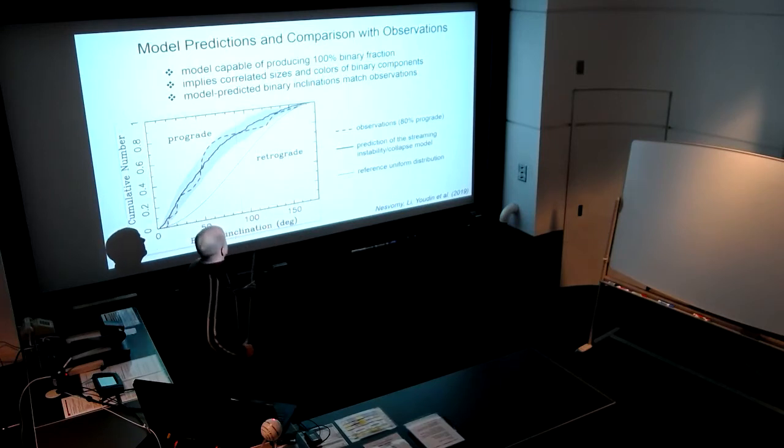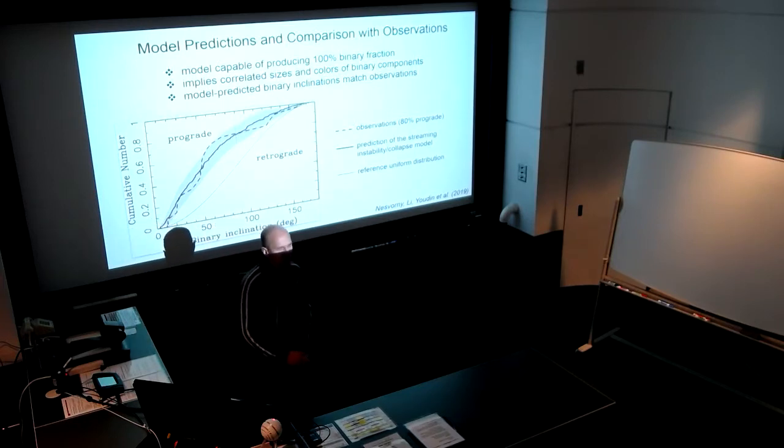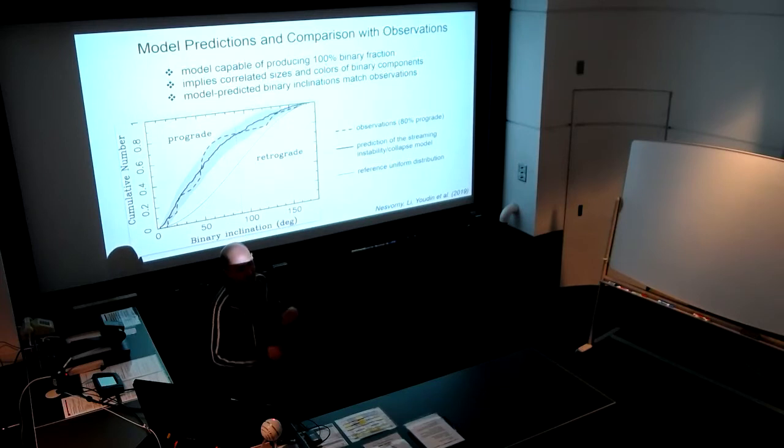So we have done lots of these simulations, and these are our results. First, we found that the model is capable of producing a nearly 100% binary fraction. This is because all these clouds have significant rotation at the beginning, and that angular momentum has to go somewhere. And producing an equal size binary is the most economic way to distribute this angular momentum.